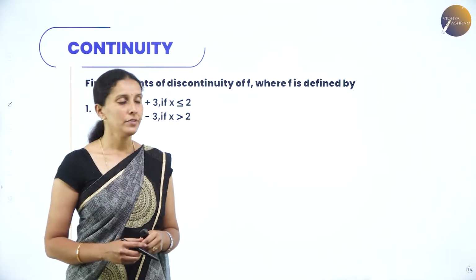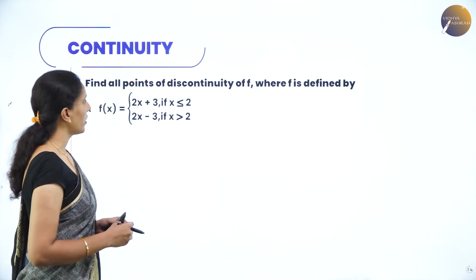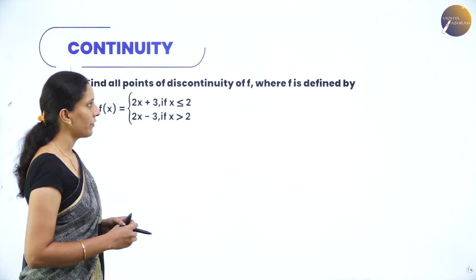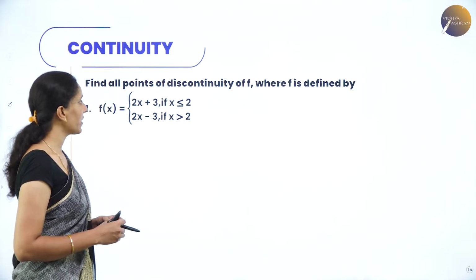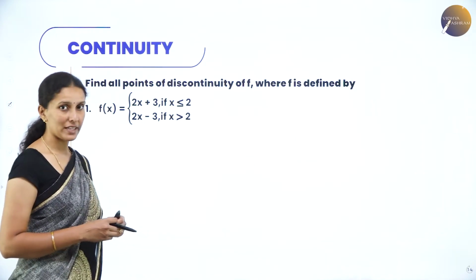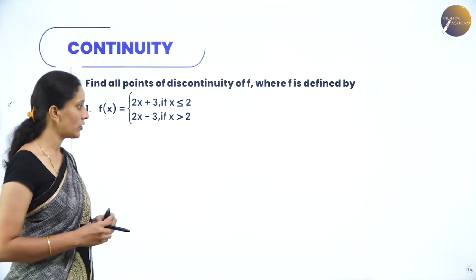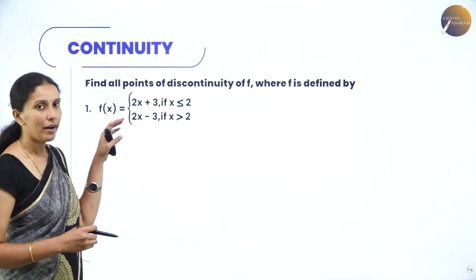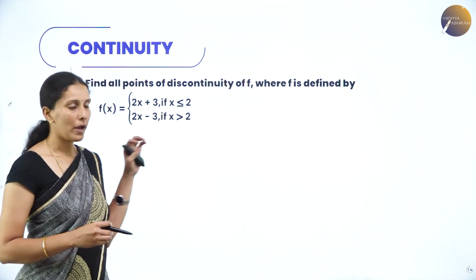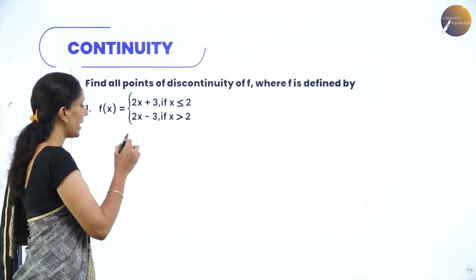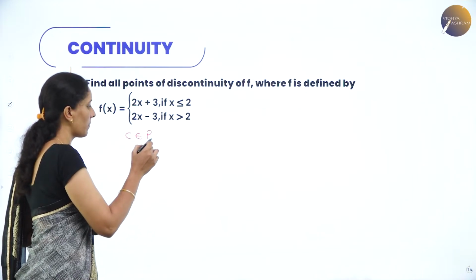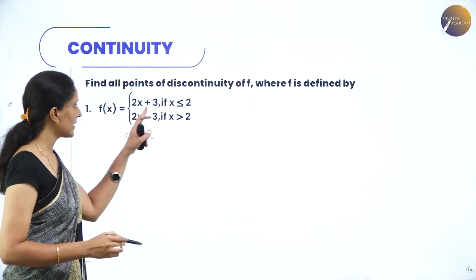So next question we have: find all points of discontinuity of f, where f is defined by f of x is equal to 2x plus 3 if x is less than or equal to 2, and 2x minus 3 if x is greater than 2. So let me take the real numbers as the domain of this function. Let me take any c belonging to R here. So we have three cases according to this.